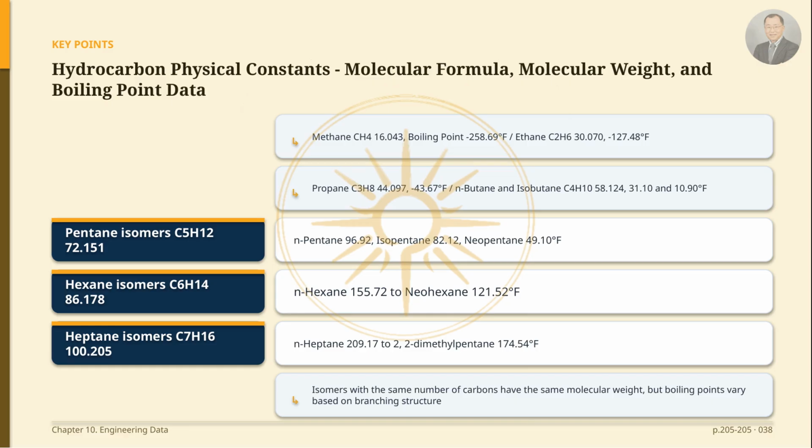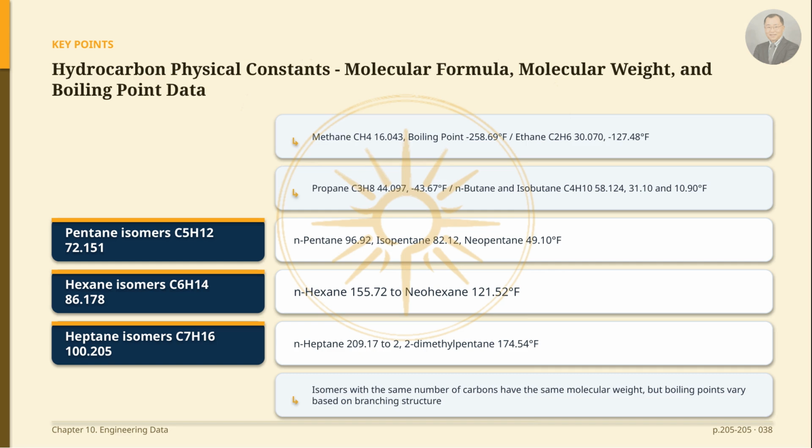Butane has the molecular formula C4H10 and the same molecular weight of 58.12, but the boiling points differ by structure. N-butane is 31.10 degrees Fahrenheit, and isobutane is 10.90 degrees Fahrenheit. Pentane isomers all have the formula C5H12 and a molecular weight of 72.151, but their boiling points vary. N-pentane is 96.92 degrees Fahrenheit. Isopentane is 82.21 degrees Fahrenheit. And neopentane is 49.10 degrees Fahrenheit.